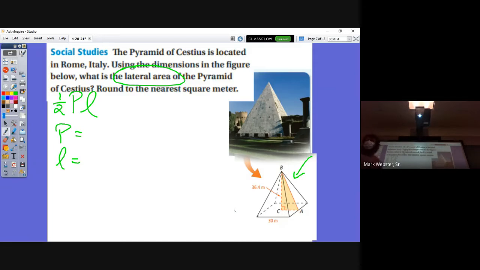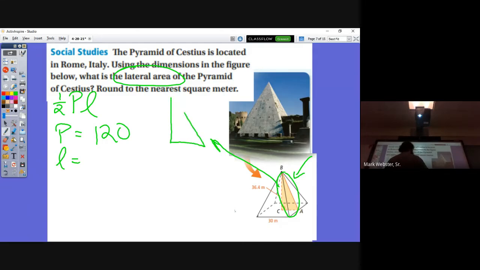Let's do the easy part first. Let's get the perimeter out of the way, because we know that one of those sides of that square is 30, ain't it? So 30 times 4, which is 120 all the way around. Now, slant height. Let's take this triangle in here and bring it out here so we can actually see it. They tell us this height here is 36.4. They don't tell us this piece right here.